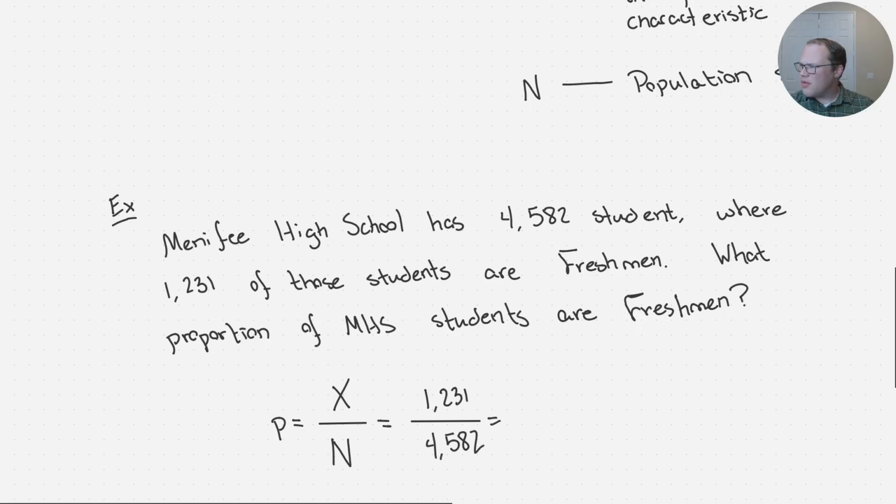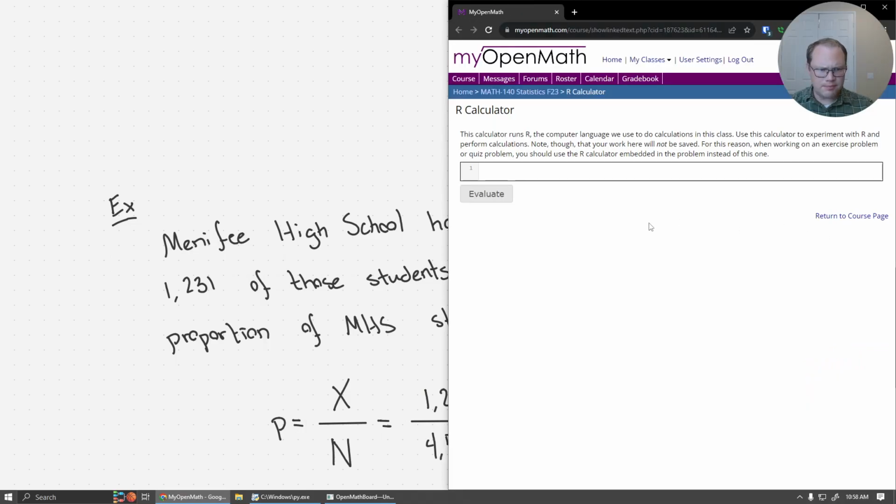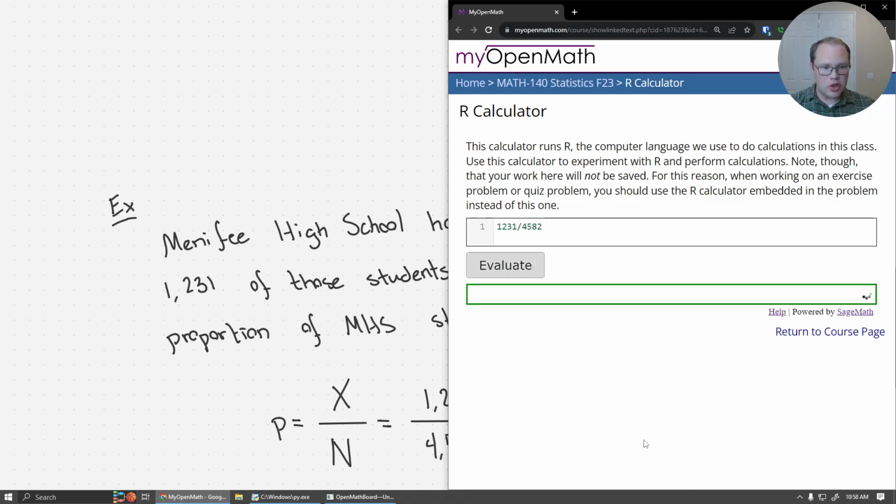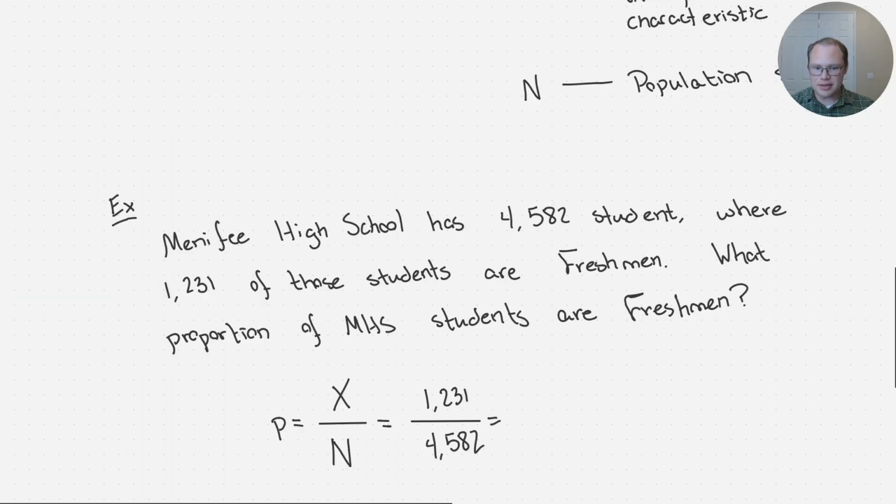And if I throw that into my calculator, 1231 divided by 4582, as a decimal we get 0.26866. That's about 27%. So about 27% of the population of Menifee High School students are freshmen.